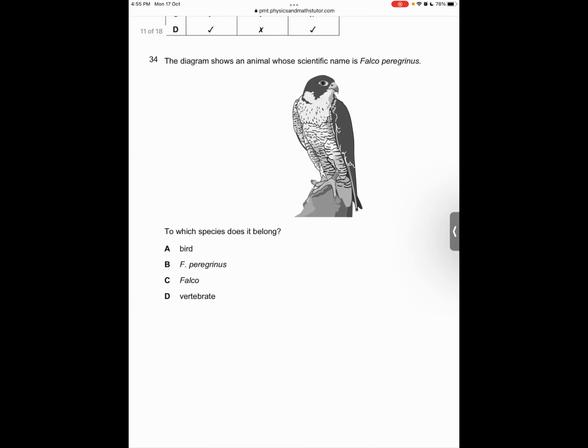The diagram shows an animal whose name is Falco peregrinus. To which species does it belong? The genus or the species? The species? Miss, it's going to be B then.